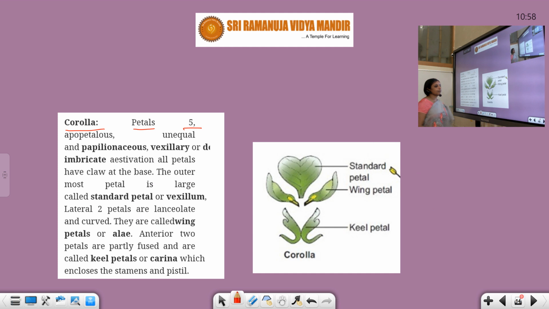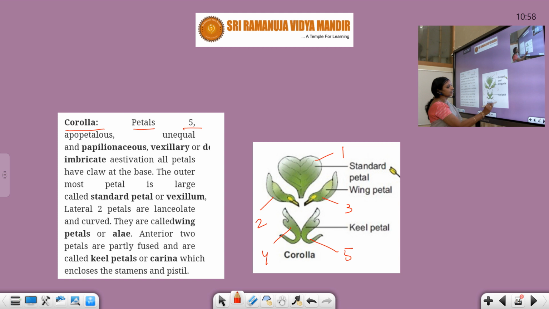If you see the number of petals: petal 1, 2 and 3. This is the third, and this one is the 4th. And this one is the 5th. So, number of petals is 5. Okay, this is right.